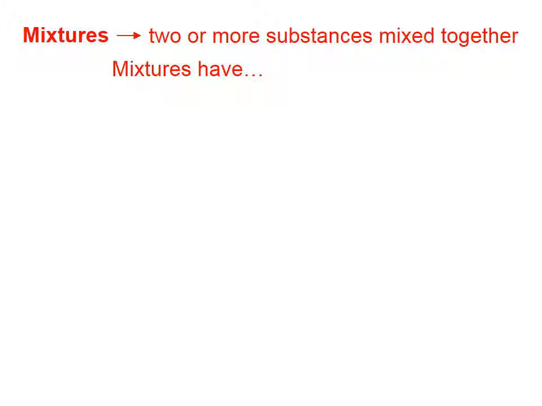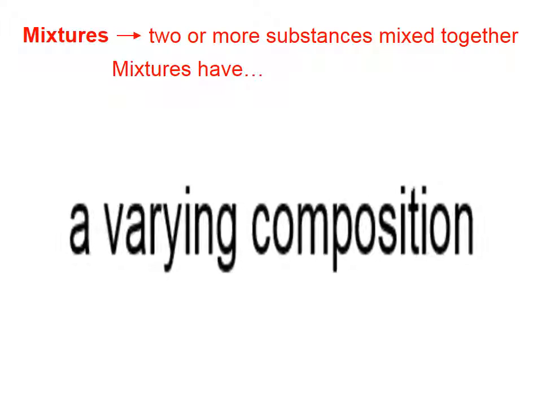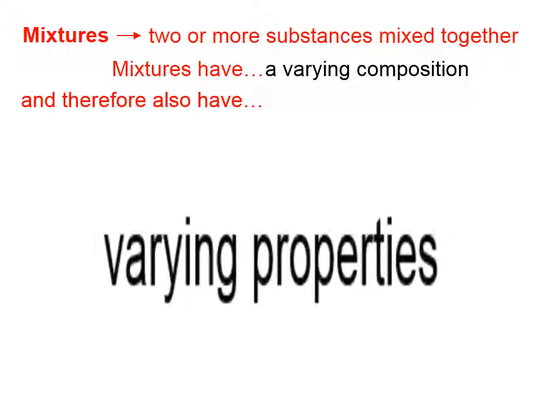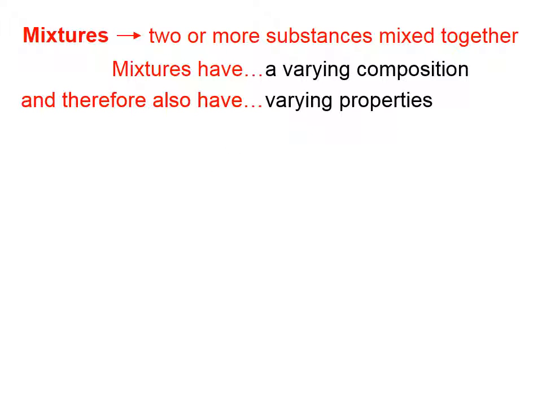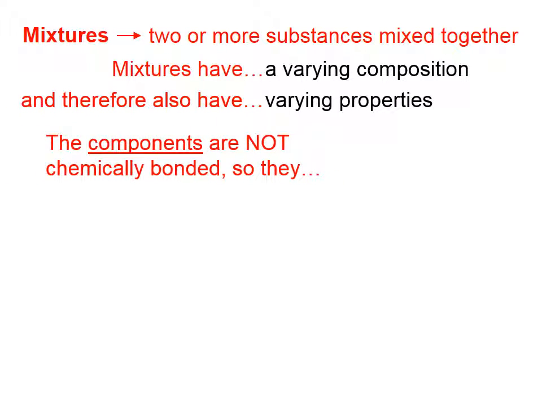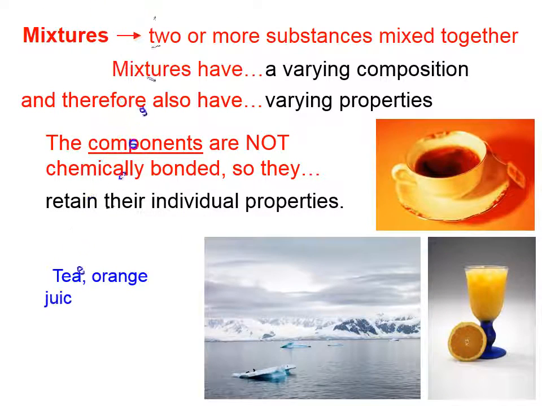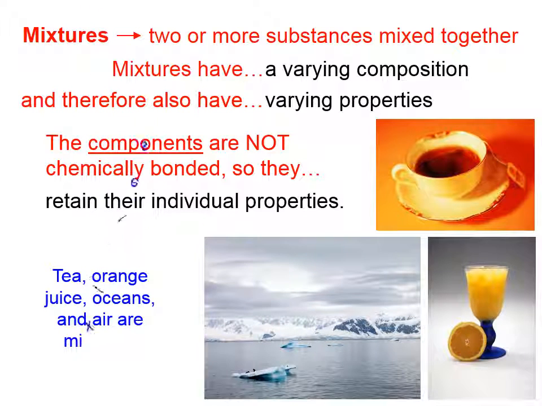Mixtures contain two or more substances that are mixed together. They have a varying composition, and because of that varying composition, they have varying properties. The components of a mixture are not chemically bonded, so they retain their individual properties. Tea, orange juice, oceans, and air are mixtures.